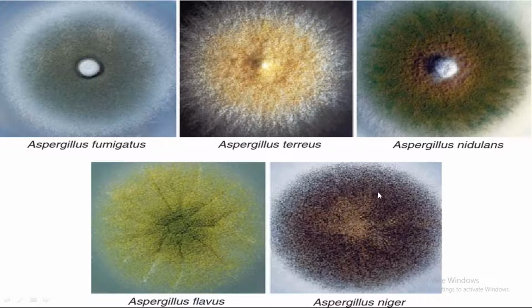Niger, as you know, is always black. So Aspergillus niger is black in color. Fumigatus is basically a smoky green color. Like the fumes come out, so like that, it is a smoky green. It may not be that apparent in this picture, but it is a smoky green color. This is the colony of Aspergillus terreus and nidulans.